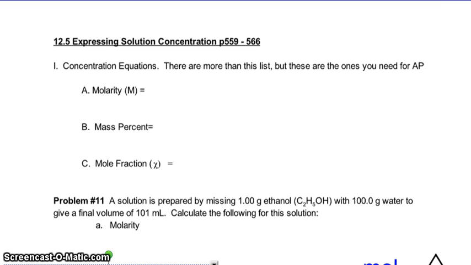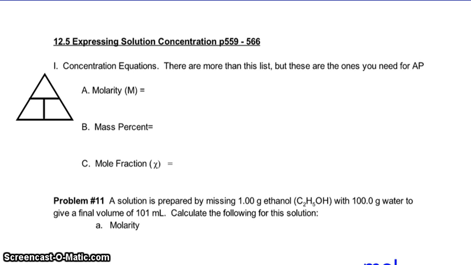There's a lot more. If you actually check your book in section 12.5, you're going to see there's a lot of other ones. You're going to see molality and normality, but these are the three that the AP really needs. They've taken away some of those other ones now. So the first one is molarity, and you should remember what molarity is. You really don't want me to sing it, do you? Because, you know, moles are on top of the mountain, and we have done molarity before. That was back in chapter 3 or something.